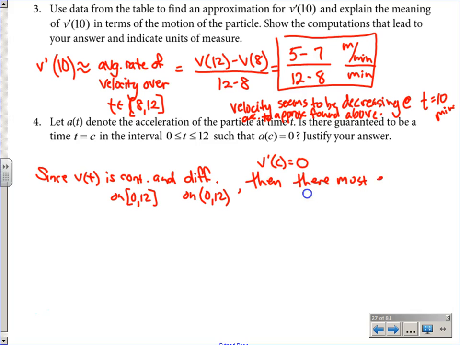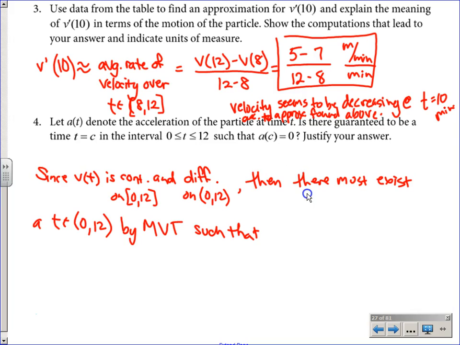there must exist a t within 0 to 12, which is in this interval, so it's okay, by MVT such that, am I just stating MVT for this velocity and these times? V prime of t, which we know is acceleration, equals v of b minus v of a all over b minus a. Hold on, I need this to equal 0. How could this possibly be 0? What's going to happen to these two guys?